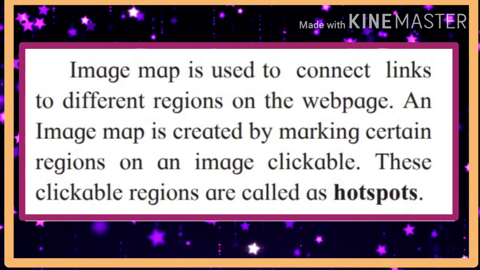An image map is created by making certain regions on an image clickable. These clickable regions are called hotspots. Means the area where the hyperlinks are activated is called a hotspot. So the image map has a number of hotspots.